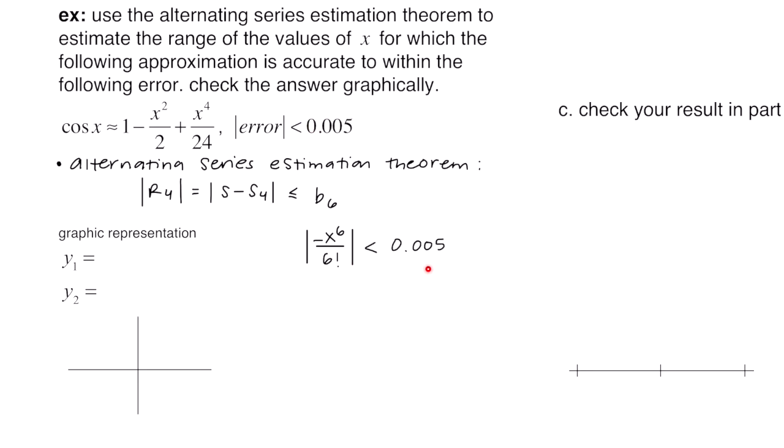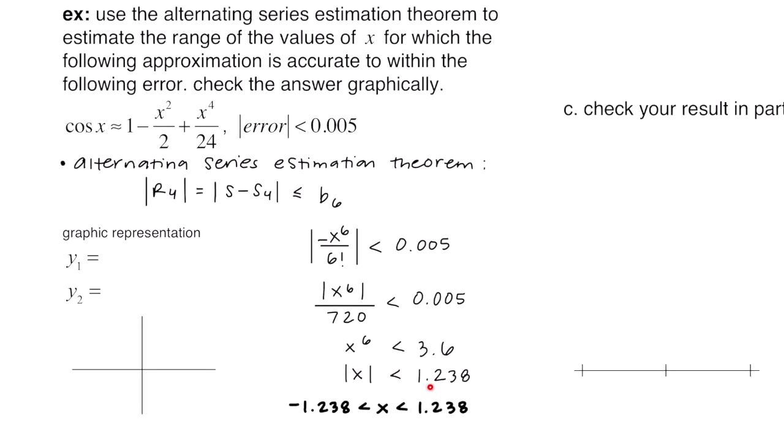Okay, so we have this absolute value inequality. First thing, 6 factorial is 720. So I'm going to pull that out of the absolute value. And then next, we're going to multiply both sides of the equation by 720. So when we multiply 720 by 0.005, we get 3.6. And then at this point, we're going to raise both sides to the 1/6 power. So we get the absolute value of x is less than 1.238. And this becomes the interval from negative 1.238 to positive 1.238. All right, so here's our range of values of x.